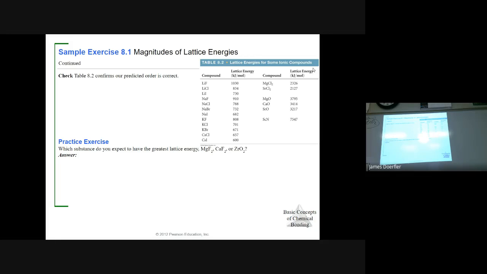But just to expand this, which one of these 2 would be larger in lattice energy? What's nice is, what do we notice about these 2 remaining compounds? They have fluorine. They both have fluorine. So really, we only need to compare their cations. So we have magnesium and calcium. Based off the trends, which one would be larger in size?